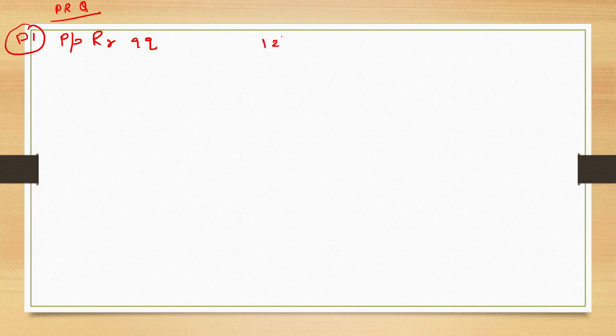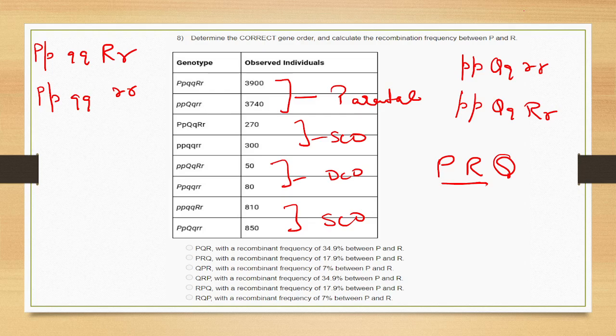For parental 2, it is PP, RR, QQ. These are your parentals. Fine. Then your single crossovers. Now we'll take the single crossovers. For single crossovers, we'll start with each one: 270, 300, then 80, then 810.